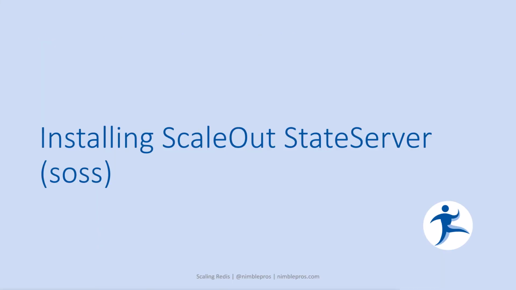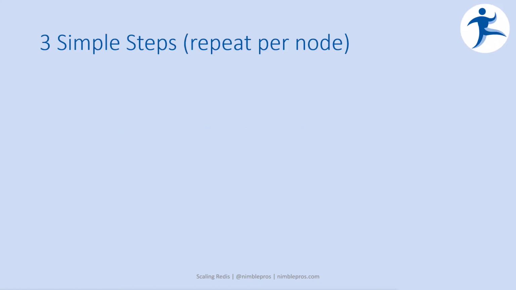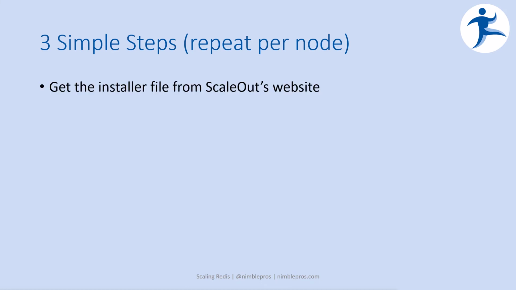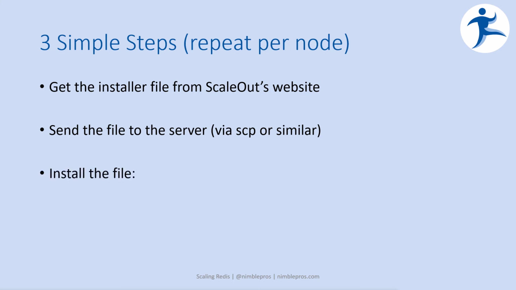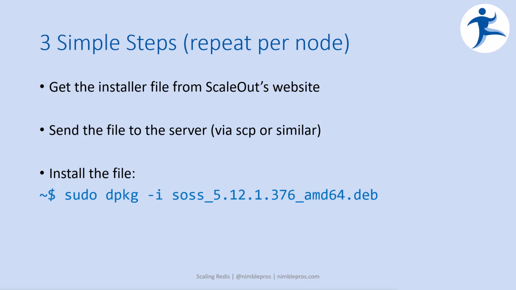First, we need to install the SOSS service on 3 of our Linux machines. Installation is pretty straightforward. First, you need to get the installer file from ScaleOut's website. Then we can send the file to the server using SCP or wget or whatever tool you want to use. And then last of all, you just need to install the file. Installing the file looks something like this. This is all covered in the documentation from ScaleOut.